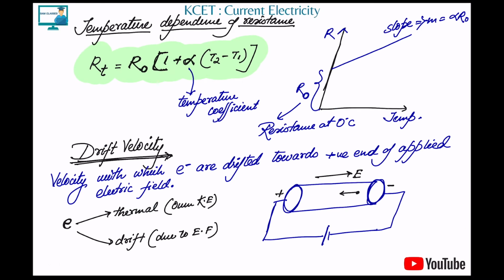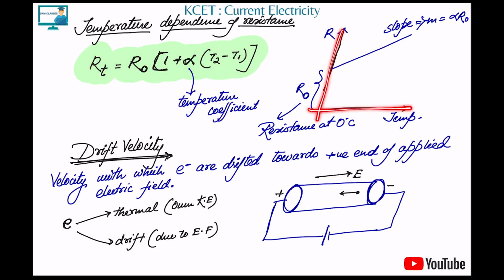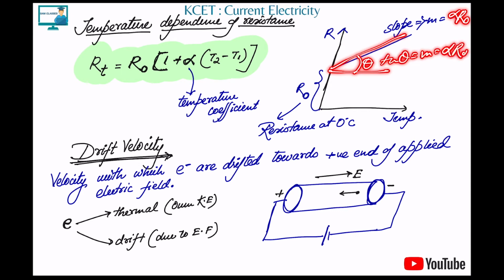Temperature dependence of resistance. So we know resistance at temperature T is equal to the initial resistance at 0 degree into 1 plus alpha, where alpha is the temperature coefficient, into T2 minus T1, the change in temperature. That's it. So this formula is important, okay. If you plot it in a graph, you'll get the R0 value and then a slope, and that slope is nothing but alpha R0. So this is the slope, tan theta. So tan theta is equal to m is equal to alpha R0.